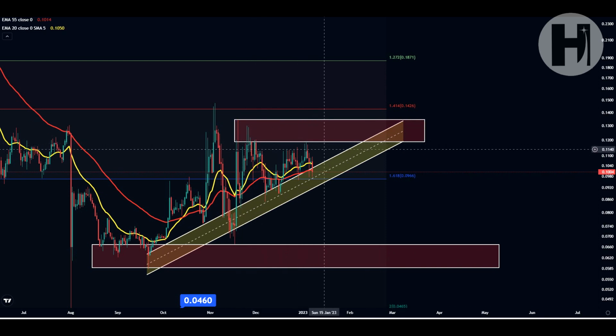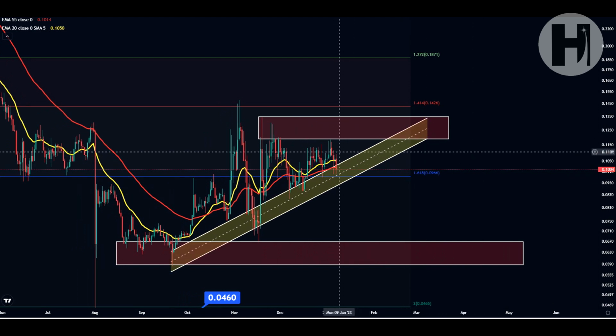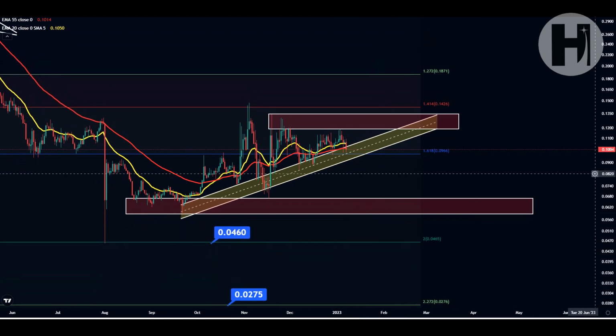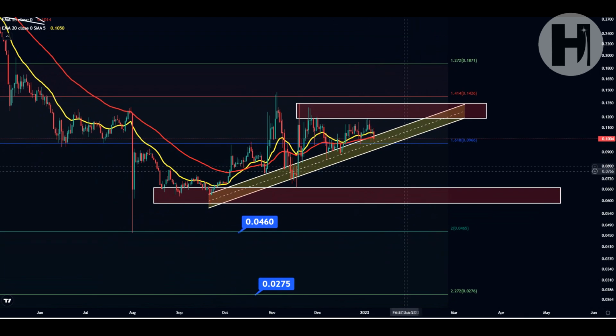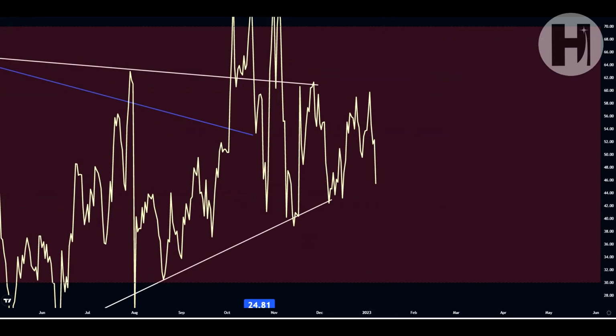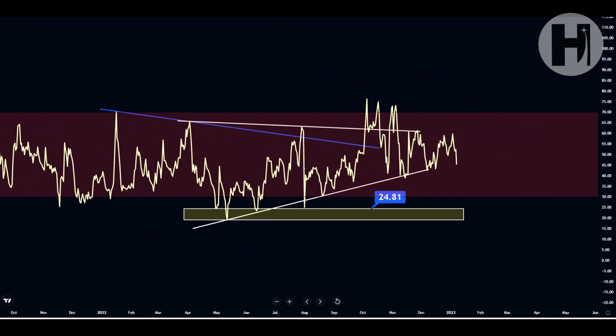But obviously, you know the risks. You know that Bitcoin can dump any second. So that's why I'm not swing trading right now, but I'm just waiting to see what the markets do. Taking a look at the daily RSI, let's see what is going on here.